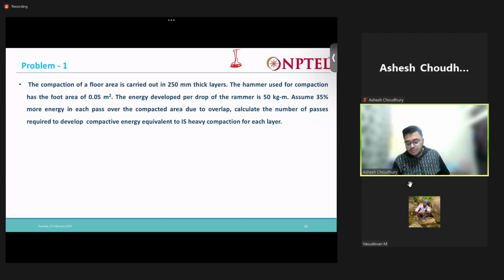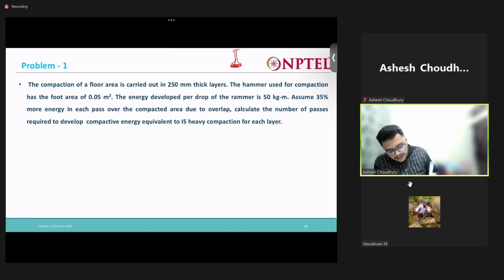Assume 35% more energy in each pass over the compacted area due to overlap. Due to overlap means in one place you may be doing it 2 or 3 times. It might happen during the compaction process. So due to the overlap, 35% more energy is passed in each pass. You need to calculate the number of passes required to develop compactive energy equivalent to IS heavy compaction for each layer. So let us calculate the number of passes required for each layer.